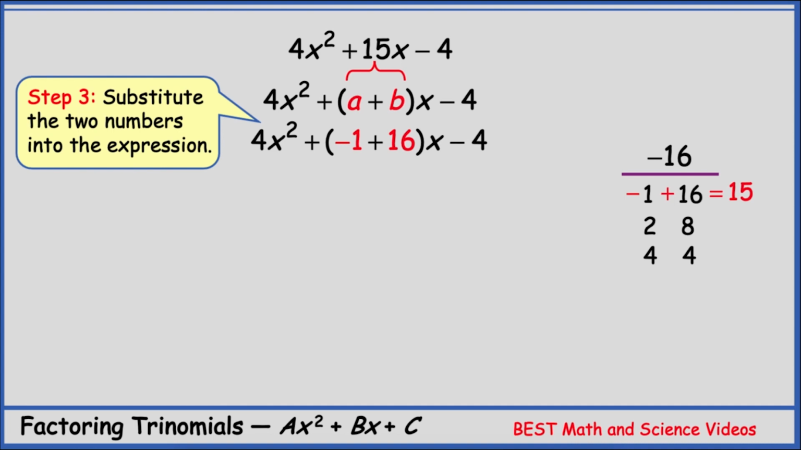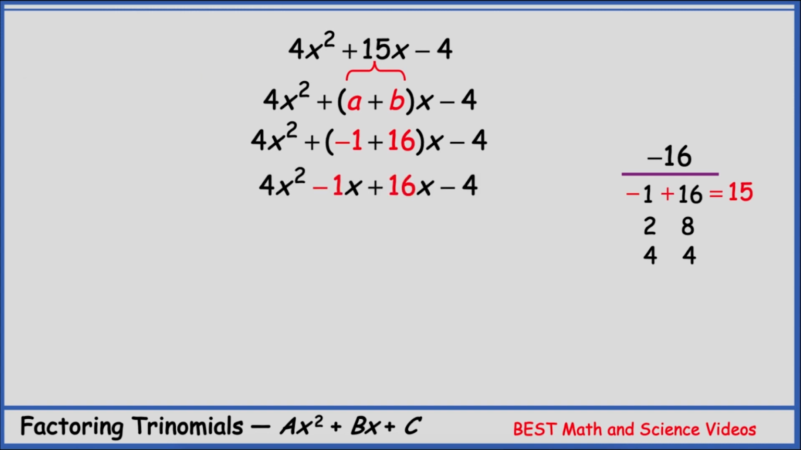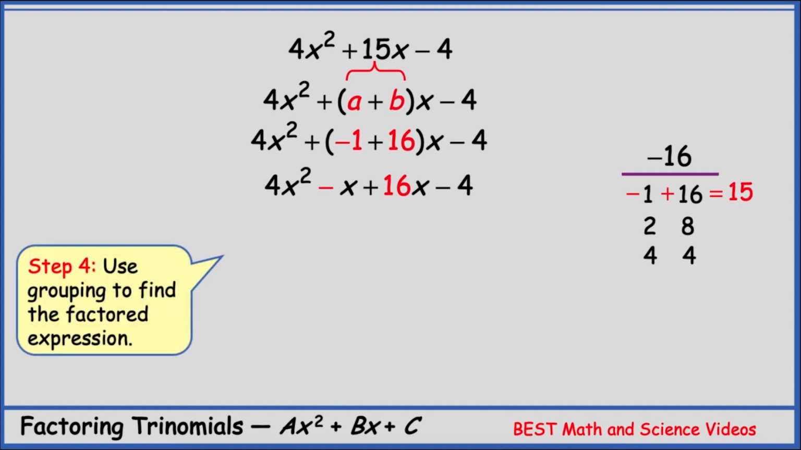You can now multiply the expression to get 4x squared minus 1x plus 16x minus 4. But the coefficient of 1 is usually not shown, so this is the same as 4x squared minus x plus 16x minus 4. Next, step 4 is using grouping to find the factored expression.